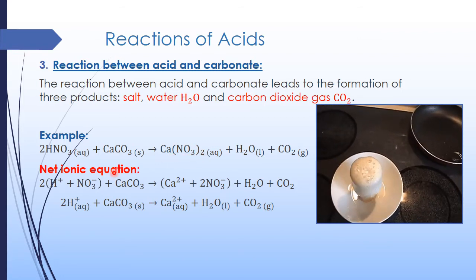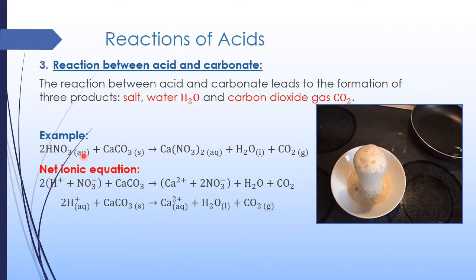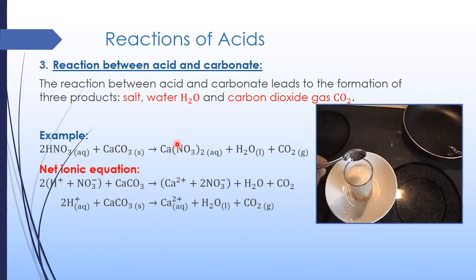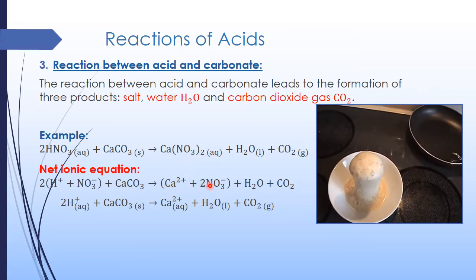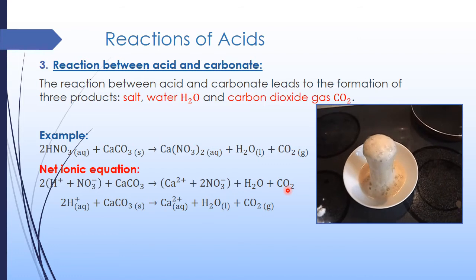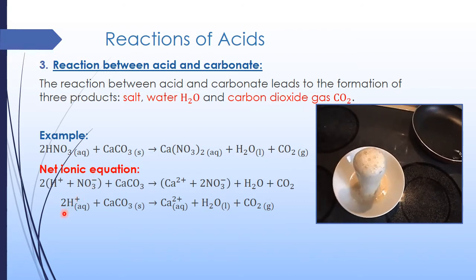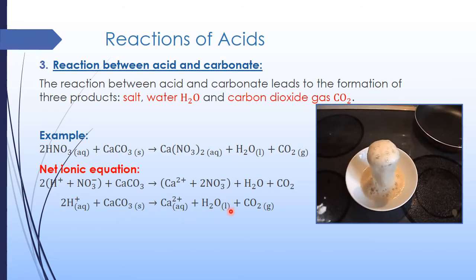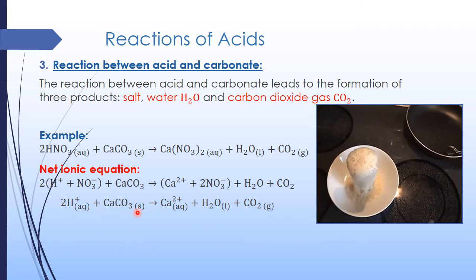To write the net ionic equation, HNO3, you can write it as H+ and NO3- since it's an aqueous solution. CaCO3 is a solid, so keep it as CaCO3. Here Ca(NO3)2 is an aqueous solution. It dissociates, it produces Ca2+ and 2NO3-. Here H2O, keep it H2O, and the same for CO2. The spectator ion is the nitrate ion, NO3-. You can cross it from the equation. So the final equation is 2H+ plus CaCO3. It gives Ca2+ plus H2O plus CO2. Don't forget that the equation must be a balanced equation, and you should mention the physical states.